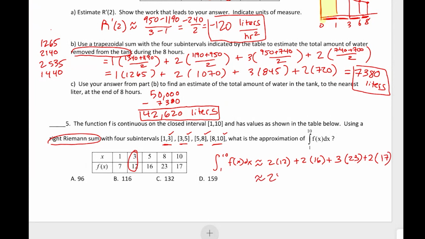All right, 2 times 12, that's 24. 2 times 16 is going to be 32. 3 times 23, that'd be 69. And 2 times 17 is going to be 34. So we need to add 24, 32, 69, and 34. And I'm getting 159. What are our units here? Oh, we don't have any units. So it's just 159. Our answer is D.